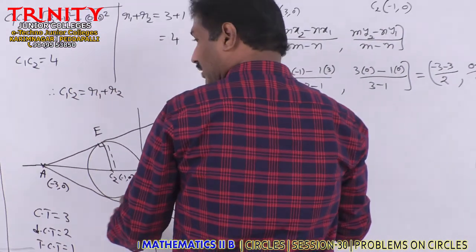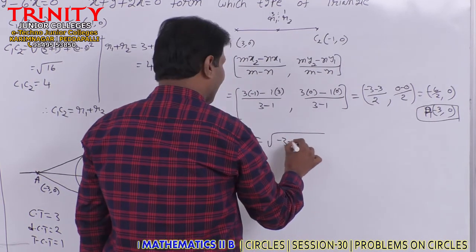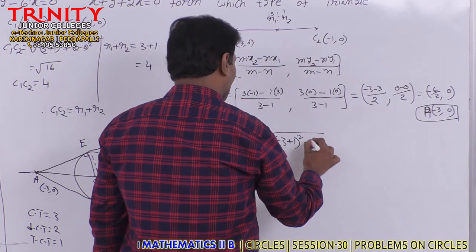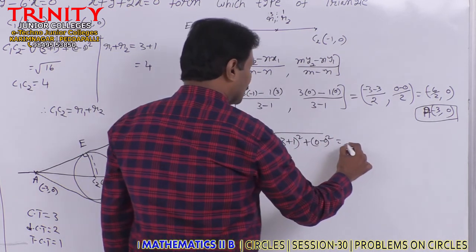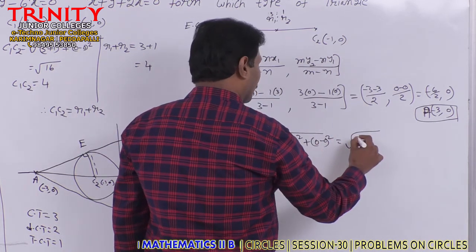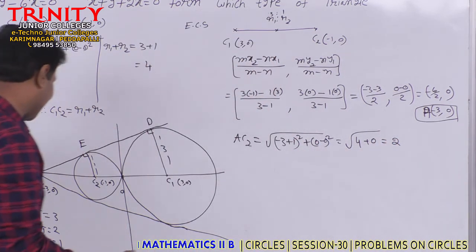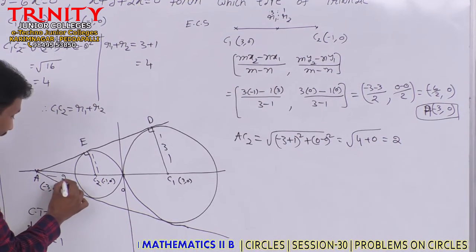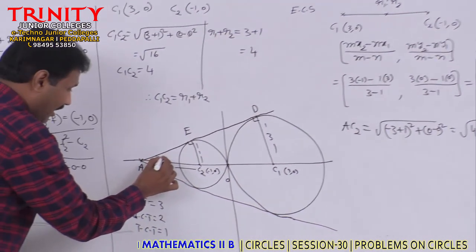The distance between the 2 points A and C2 is square root of minus 3 minus of minus 1 whole square plus 0 minus 0 whole square. That equals square root of 4 plus 0, that equals 2. The distance between these 2 points is 2. Let us take this angle as alpha.